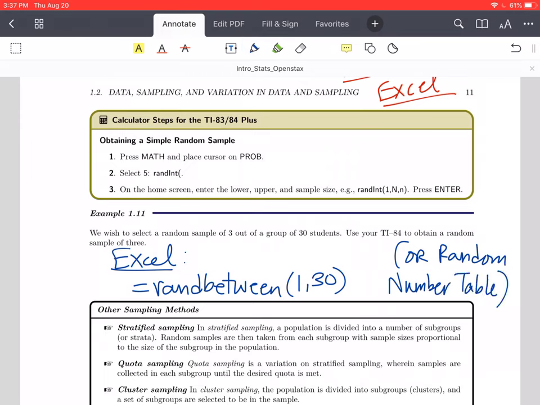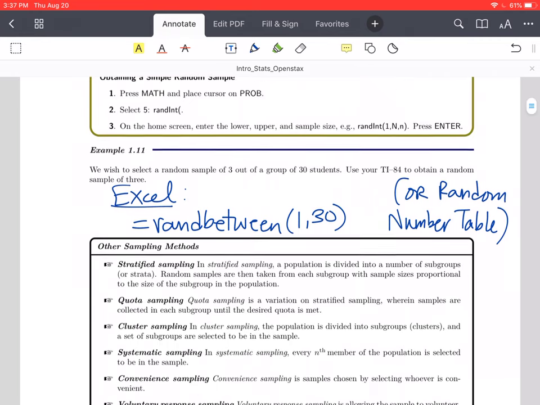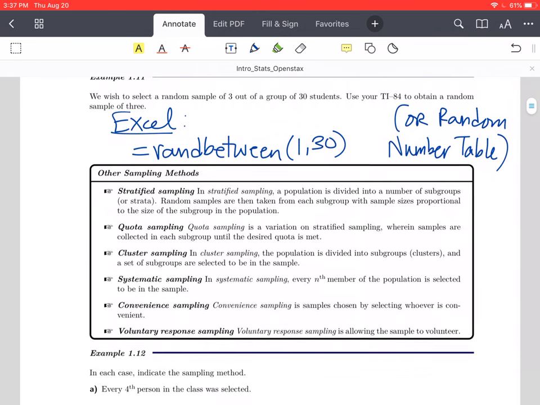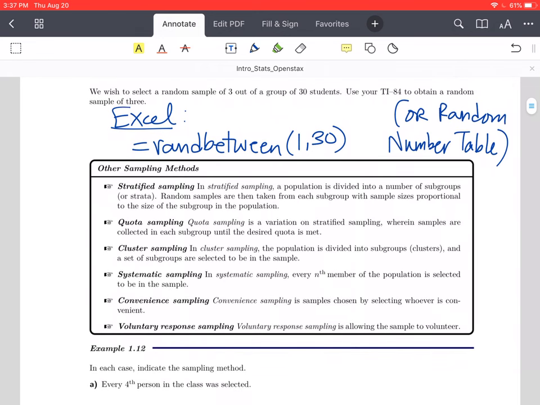But so often the technology is going to make the work so much easier. So, all right. Now, here's a bunch more terms for you. I know we're throwing a lot at you here. But here we have a bunch of other sampling methods that we can use. So we're going to go through these in turn.